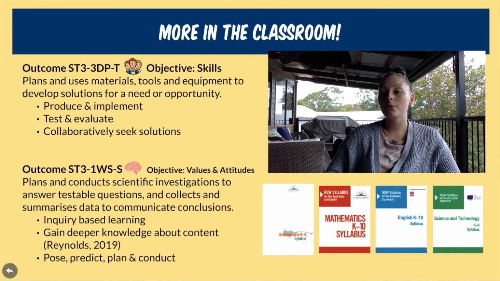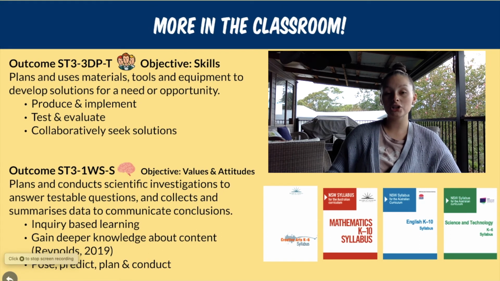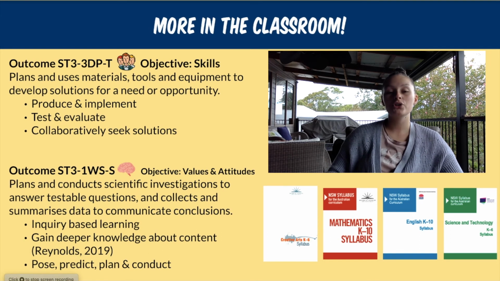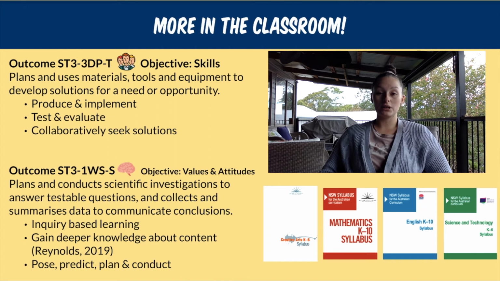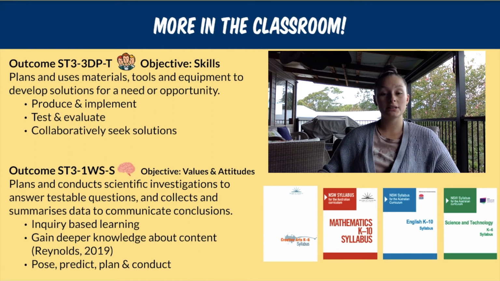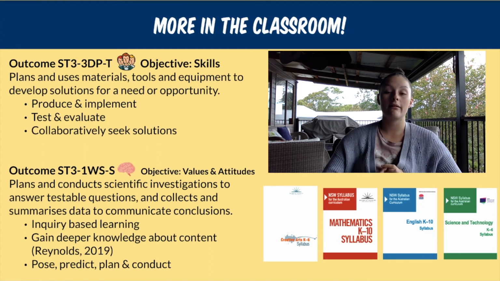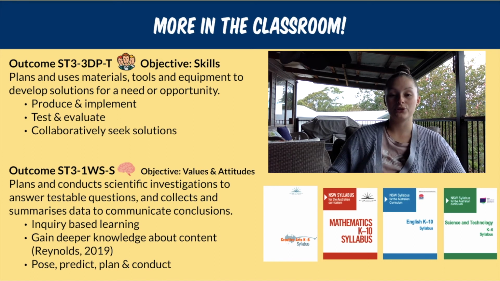The next outcome we have is ST3-3DP, which stands for Design and Production, Technology. Students are able to work on the objective of skills as they plan and use materials, tools, and equipment to develop solutions for a need or opportunity. More specifically, students can sustainably produce and implement their products when testing and evaluating their ideas and predictions. More importantly, they learn to value the importance and contribution of science as they collaboratively seek solutions.